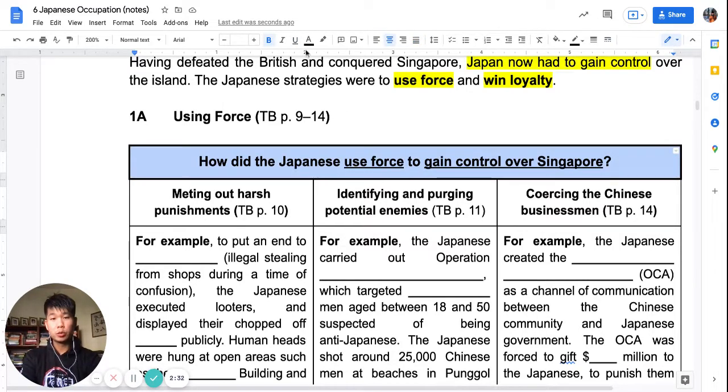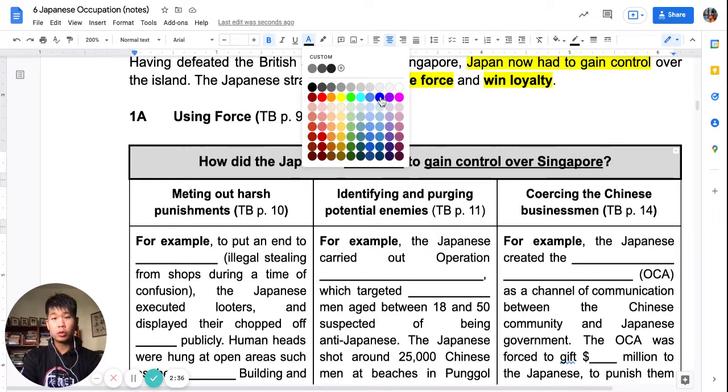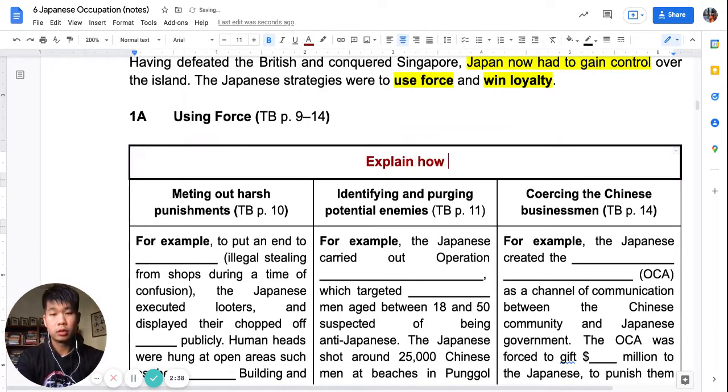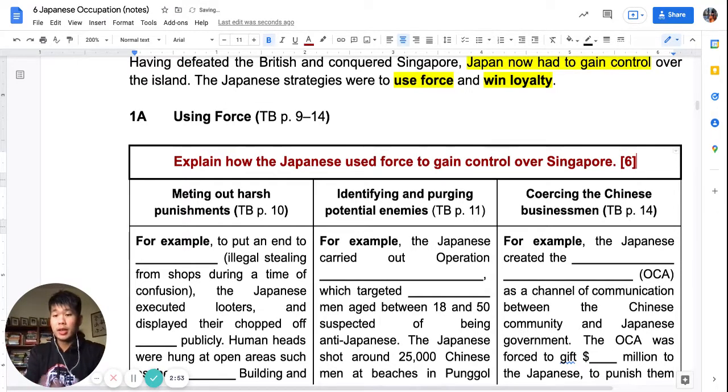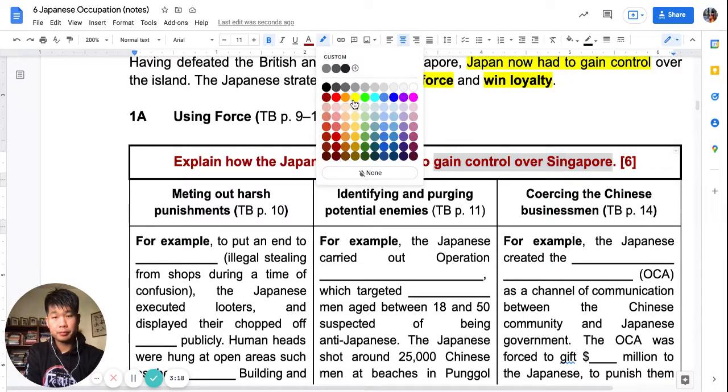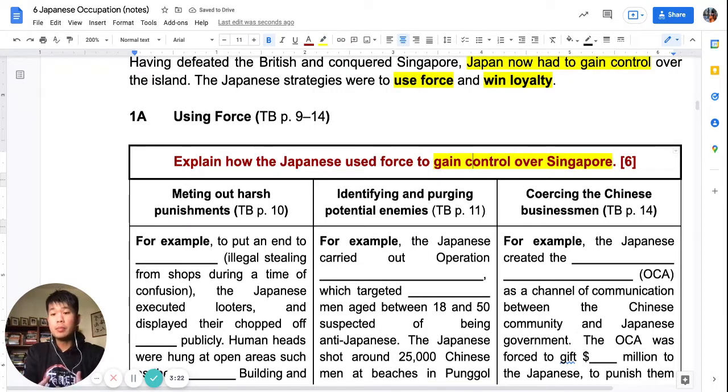The actual explain question you would see in an exam would look like this. It would look like, explain how the Japanese use force to gain control. This would be the actual exam question if I were to set it this way. And the command word would be explain, which means that you will need to show me your understanding of this question and its focus. And what is the question focus? Pause if you want to think about it. What is the question focus? It's actually using force to gain control over Singapore. This focus has to emerge at some point in your answers.